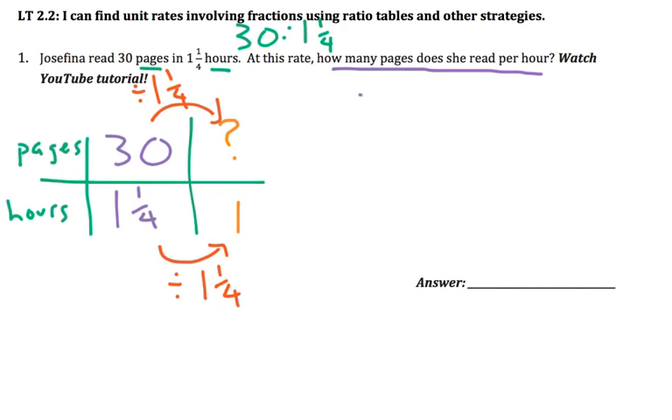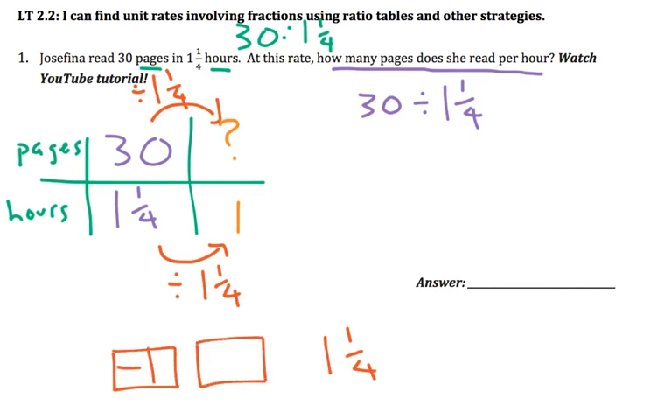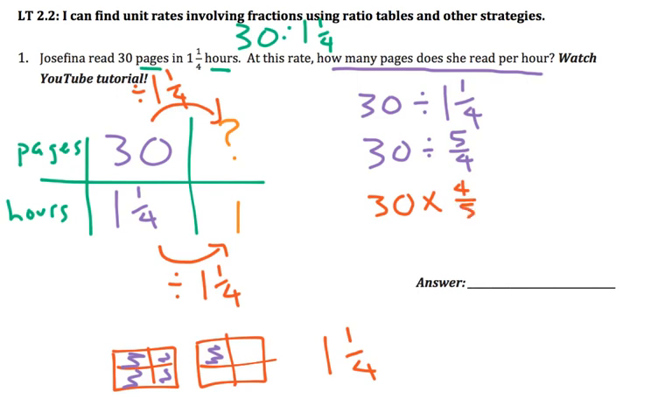So we have 30 divided by 1 1/4, and then 1 1/4, if I were to imagine taking two wholes and breaking them into fourths, the 1 whole is exactly 4/4, and the extra 1/4 would make it a total of 5/4. So we have 30 divided by 5/4. Then we can multiply by the inverse.